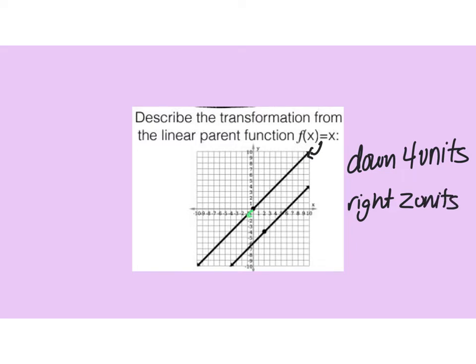So down 4, 1, 2, 3, 4. So that's the down 4. And then left 2, 1, 2. So that would be the left 2.